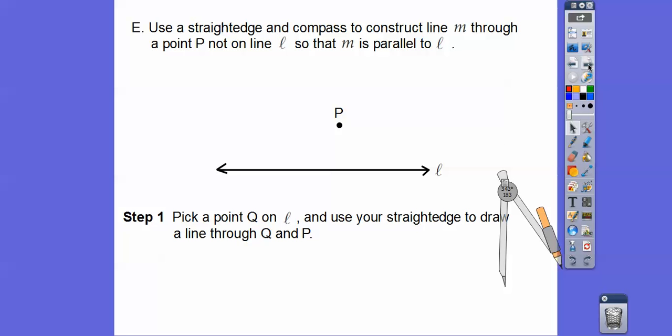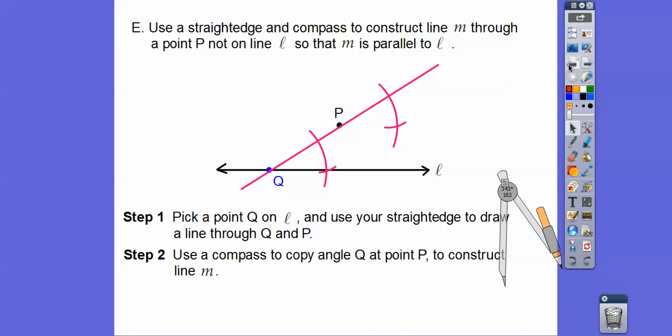So let's just pick a point on line L and use your straight edge to draw a line through Q. So I'm going to put a point right over here, okay, and then we'll pick up my straight edge, and I'm just going to draw a line right through those 2 points right there. I think I missed them just a little bit, but there it is right there, okay. And then the second thing is we're going to use our compass to copy the angle Q.